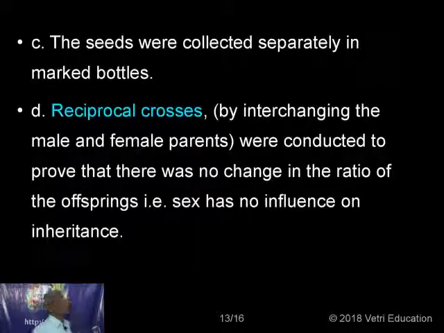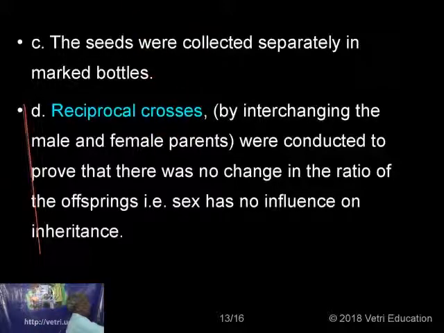The seeds were collected separately in marked bottles. Reciprocal crosses by interchanging the male and the female parents were conducted to prove that there was no change in the ratio of the offsprings. Sex has no influence on the inheritance. This reciprocal cross, I am going to explain a little bit more to you. What is a reciprocal cross?